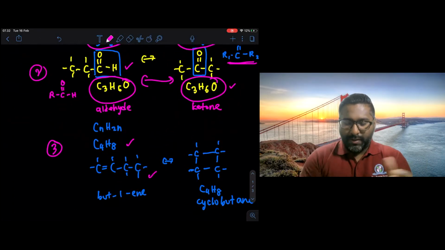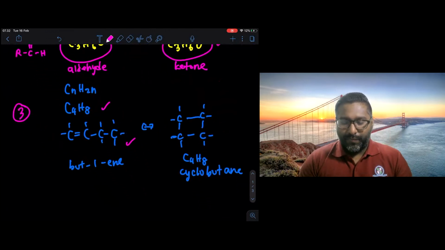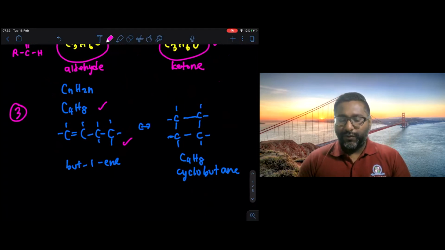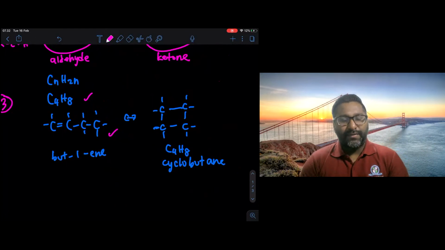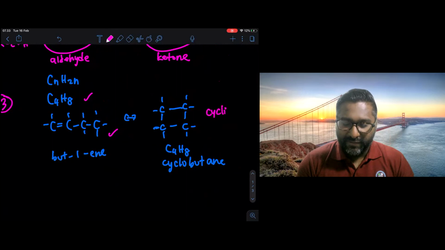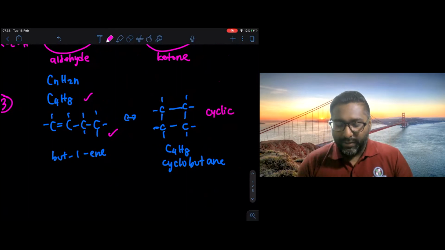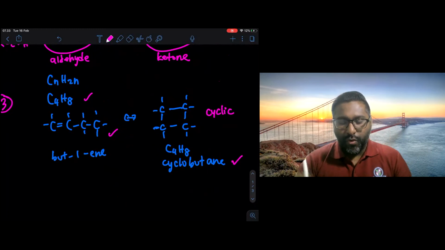If I draw a simple one, okay, I see this is going to be an alkene. But I can also draw this in this form, where I connect all the carbons together, and I will have a cyclic structure. This is a cyclic structure, so I call this cyclobutane. Please take note that there is no double bond in this molecule.